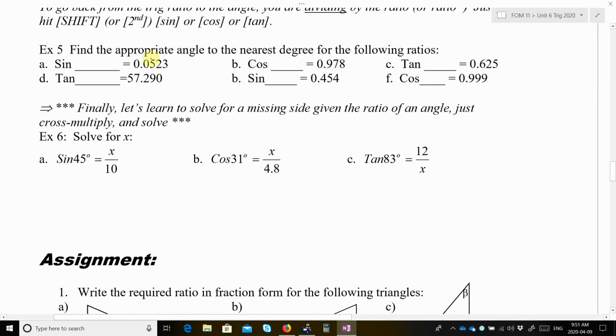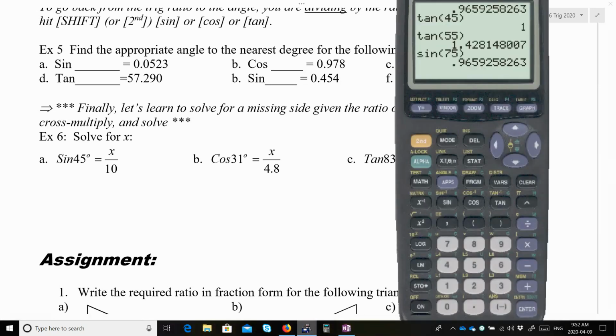So we want to know what angle that comes from. What you have to do is use shift sine. Shift sine is underneath the regular sine button. You can see in yellow it's like sine to the -1, and same for cos and tan. So you go second function sine, you get sine to the -1, put in the ratio of the two sides, opposite divided by hypotenuse, 0.0523, and press enter, and it gives us the angle of about 3 degrees.